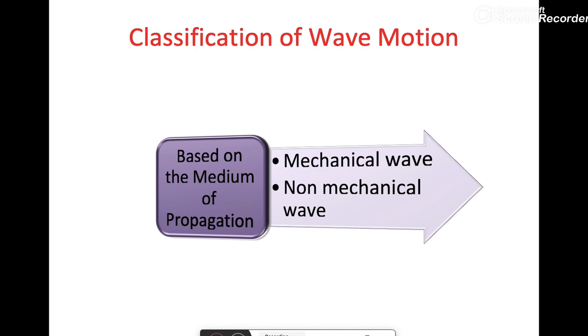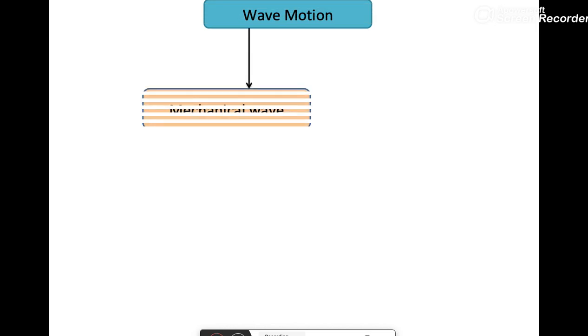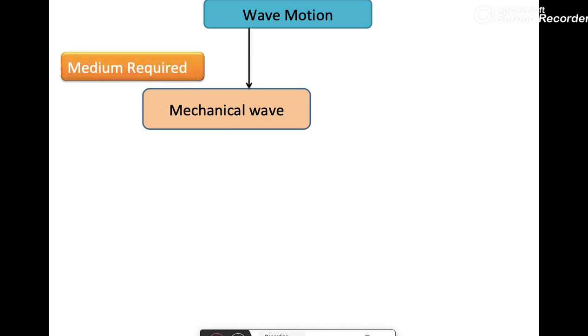Now we will discuss classification of wave motion. Usually there are two types of waves: mechanical or elastic waves and non-mechanical waves or electromagnetic waves. The waves which can propagate only in a material medium are called mechanical waves. Means here medium is required for propagation. For example, the waves on water surface, sound waves, waves on the string, etc.